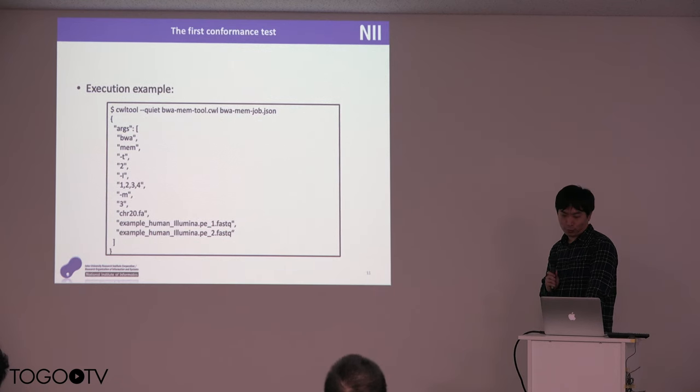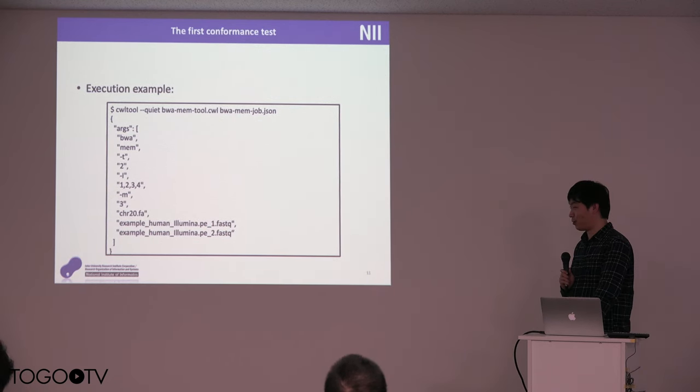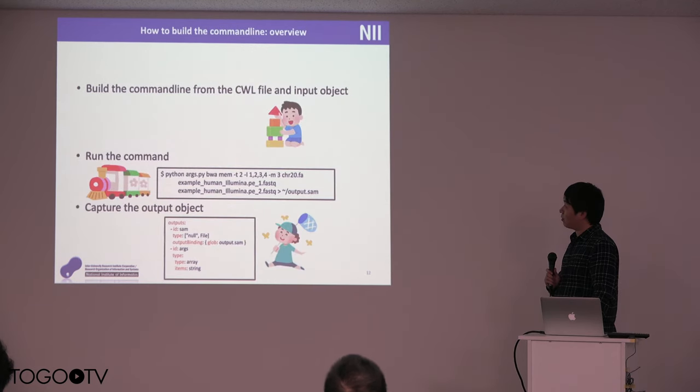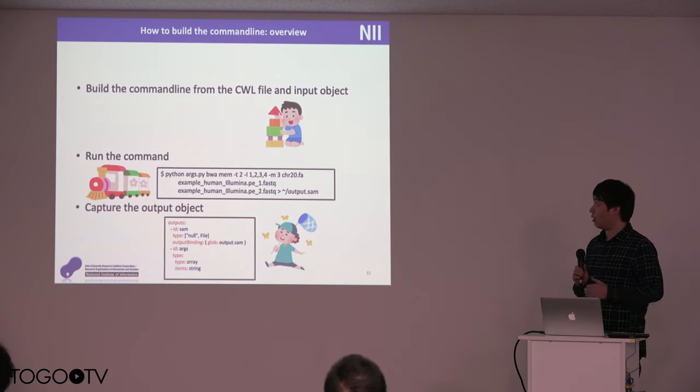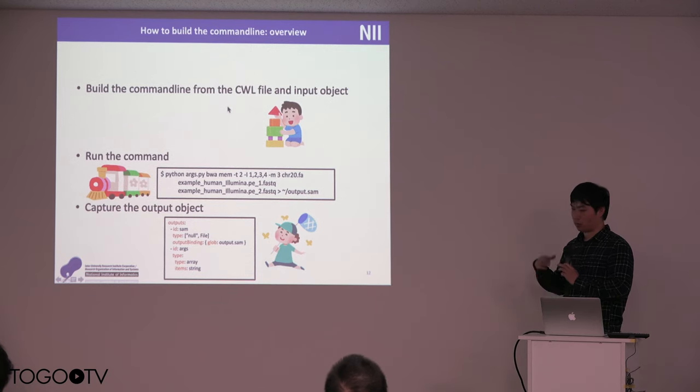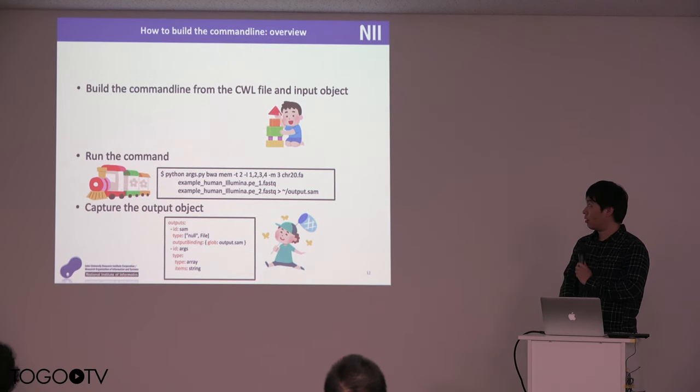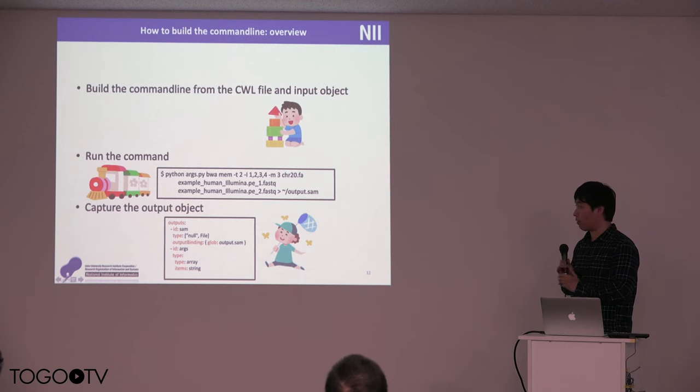So currently you know what the input and the output of this test are. So how do we execute this test? Here is the overview of the execution. First of all, you have to build the command line, what should be executed. It is built from the CWL input file and the input parameter files. And you run the command like this. And finally, you capture the output by using the output files and the output schemas in the CWL files.